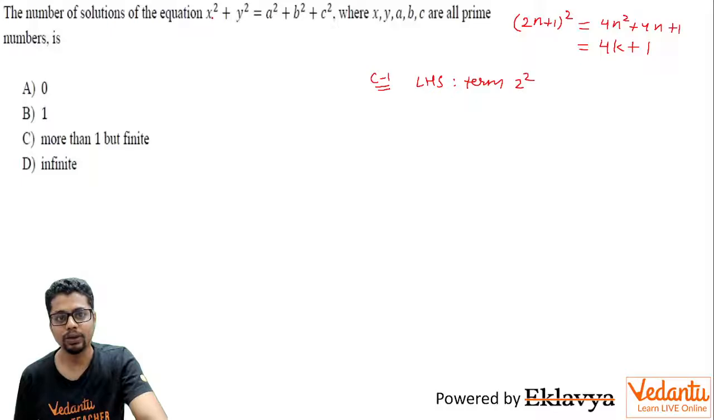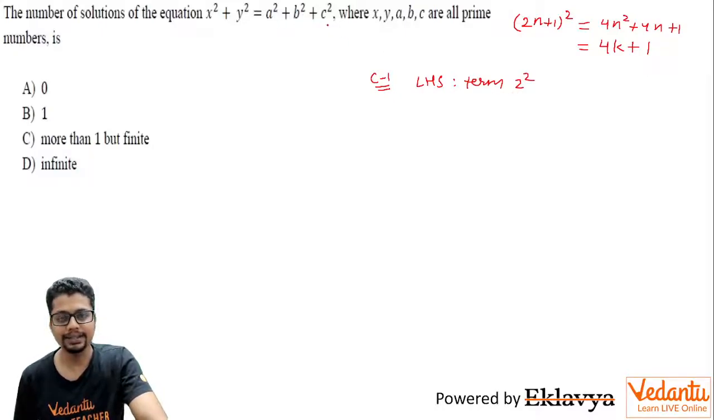Depending on whether only x square, or only y square, or both x square and y square are equal to 2 square, the remainder of the left hand side when you divide by 4 is either 1 or 0. If both are 2 square, then when you divide the left hand side by 4 the remainder is 0, and if exactly one of these two is 2 square, then the remainder of the left hand side when you divide it by 4 is 1.